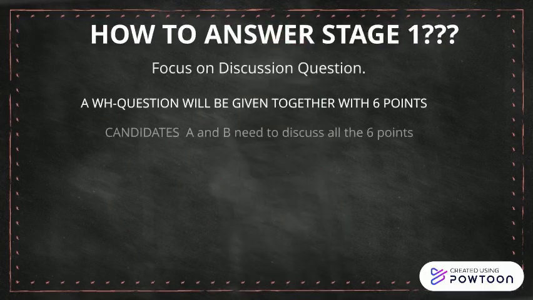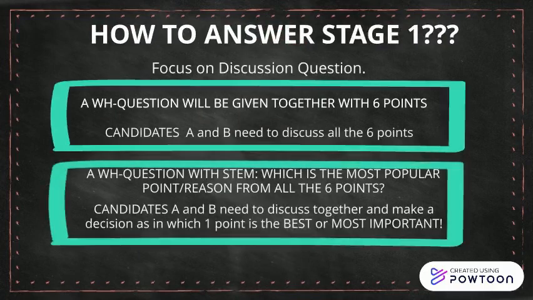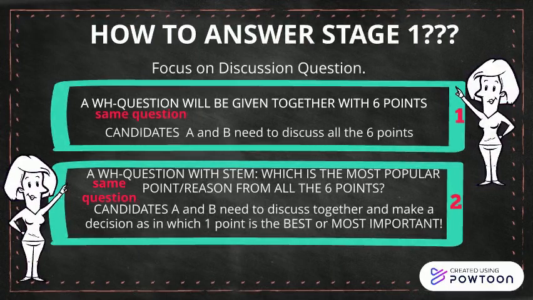Stage 1, the discussion question has 2 tasks. Task 1 is a WH question given together with 6 points. So candidate A and B need to discuss all the 6 points. Then Task 2, the same WH question will be given with a stamp, which is the most popular or important. So A and B need to discuss and make a decision.